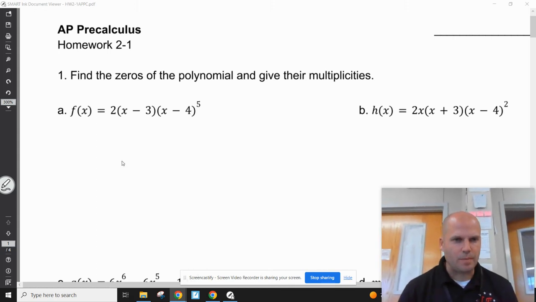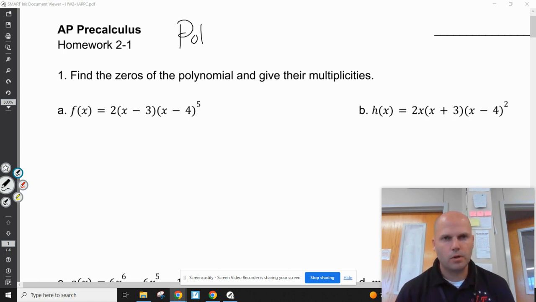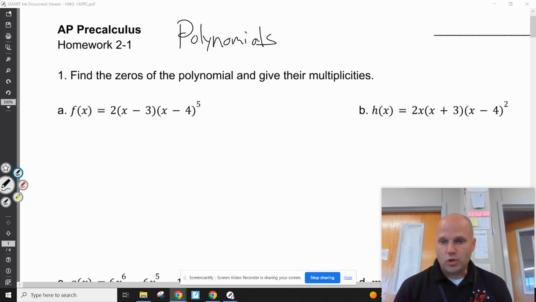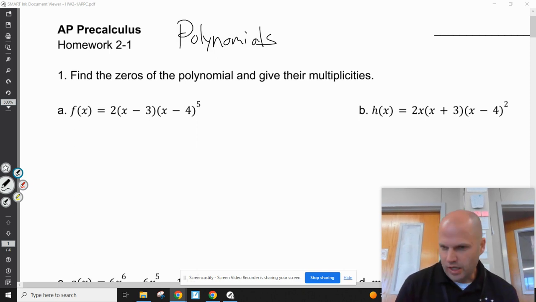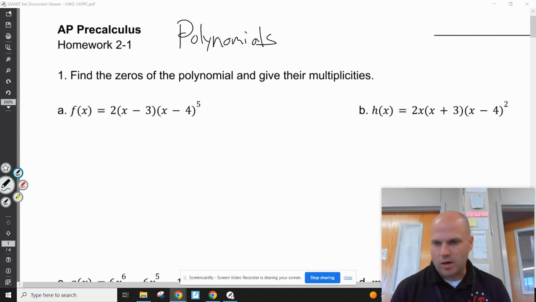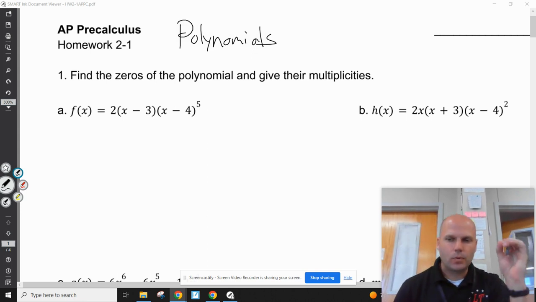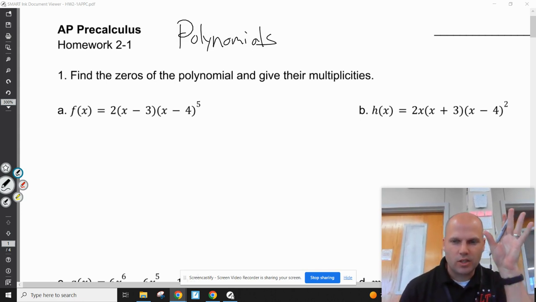Precalc, Mr. Messner coming at you with the homework 2.1. What are we talking about? We're talking about polynomials, cool equations. We are going to figure out what these cool equations look like, to the best of our abilities as of right now.